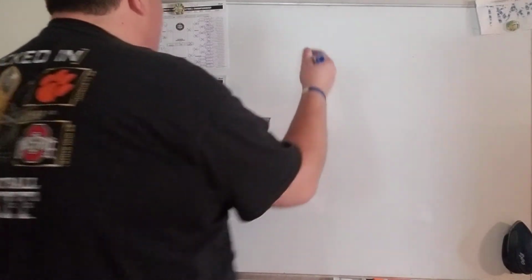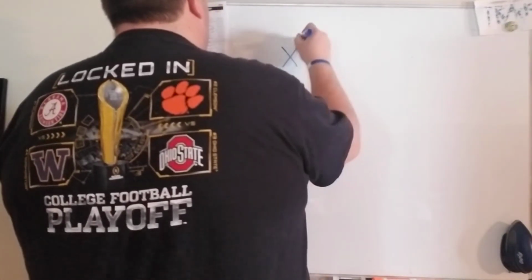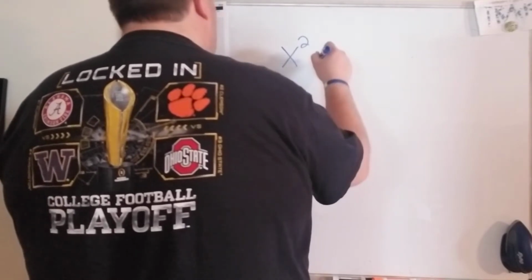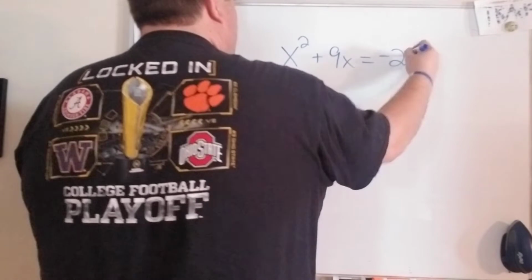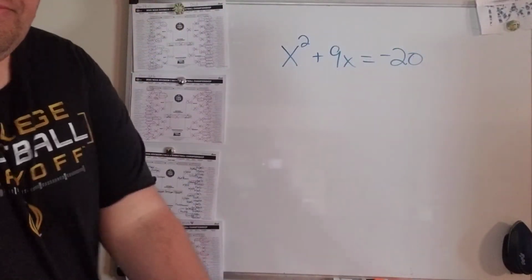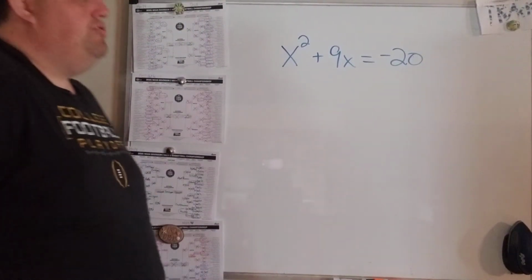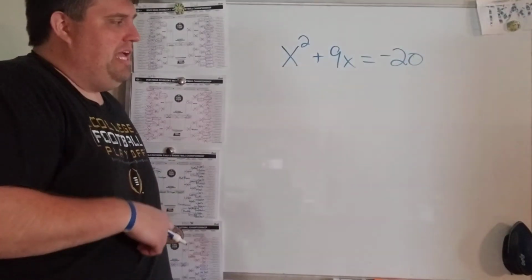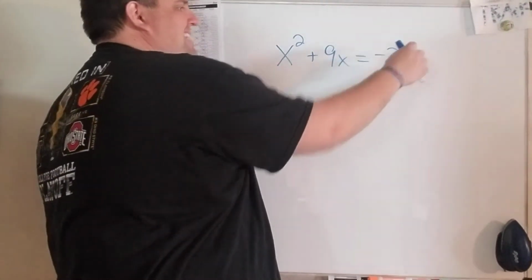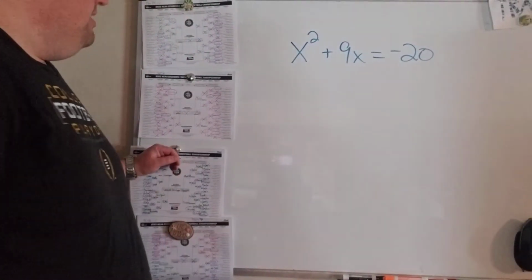Okay, x squared plus 9x equals negative 20. And so I would like to solve this quadratic and see what kind of solutions I get. What are my x-intercepts going to look like?